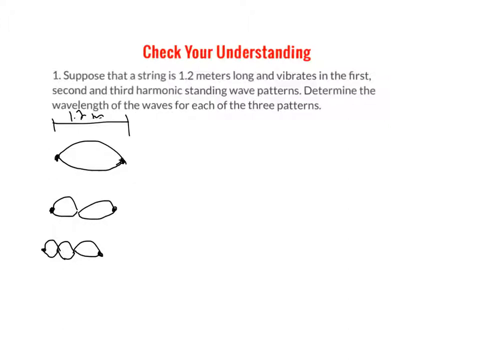It says determine the wavelength. So I see here for my first one, I have half a wave, so the wavelength would be 2.4 meters. Here I have a whole wave, so that's 1.2 meters. That one's easy. And then my third one, now I have three half waves. So I take 1.2 divided by 3. Each half wave is 0.4, so then my wavelength is 0.8 meters.